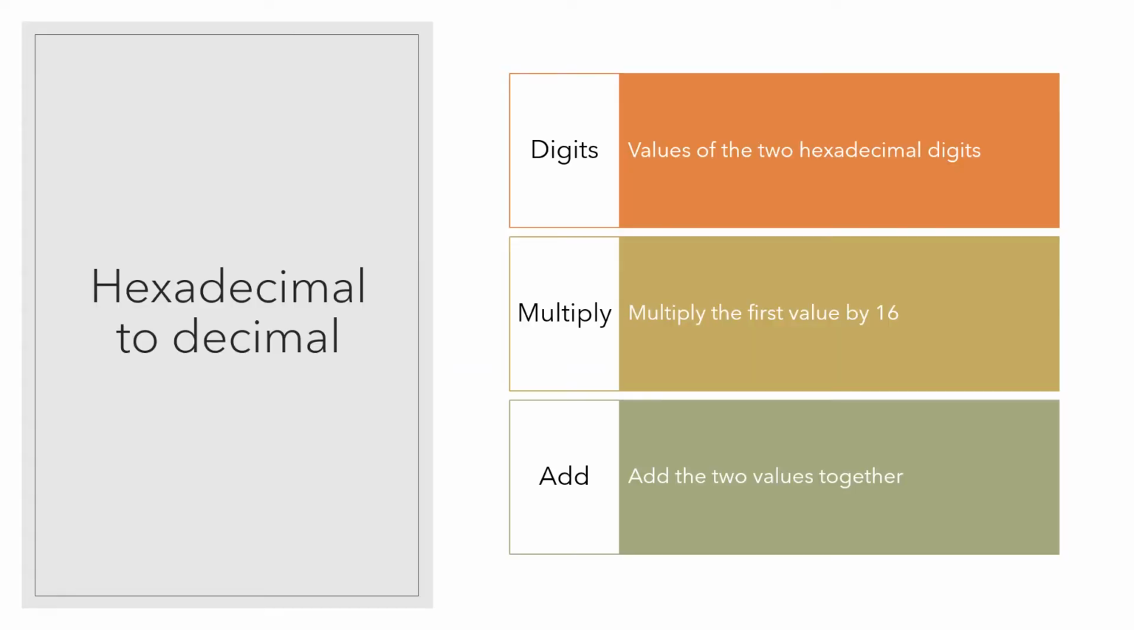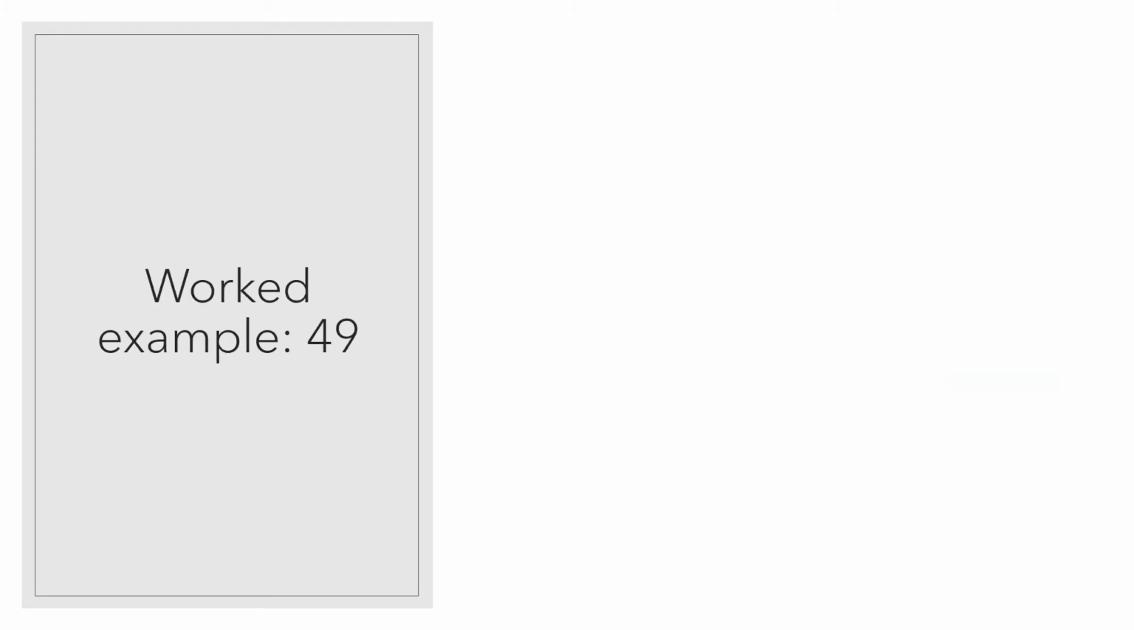Well, let's look more carefully at how we can convert hexadecimal numbers to decimal numbers and then the reverse. So to do this, we look at the values of the 2 hexadecimal digits that make up the number. We multiply the first of these values by 16 and then add the 2 values together. That's literally all there is to it. So let's just look at 2 or 3 examples.